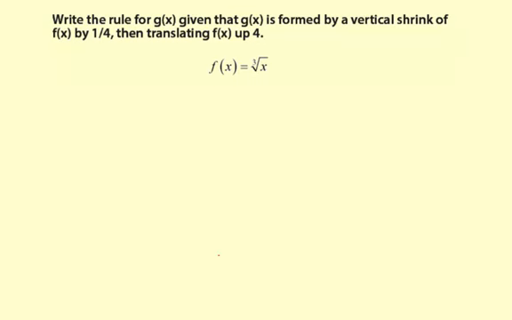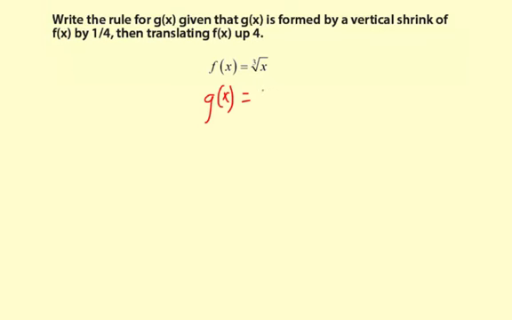Write the rule for g of x given that g of x is formed by a vertical shrink of f of x by 1/4, then translating f of x up 4. So f of x is the cube root of x. G of x is going to be based on f of x, but there's going to be a vertical shrink of 1/4 and a translation of up 4.